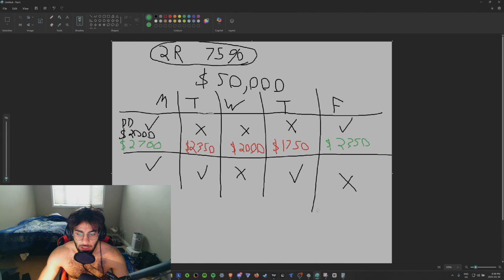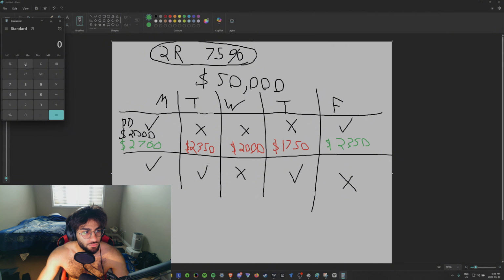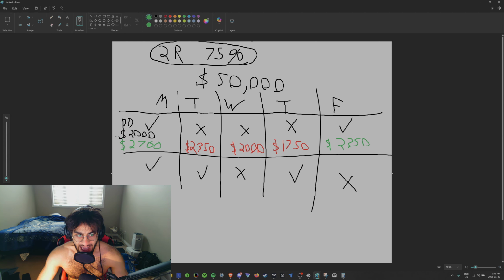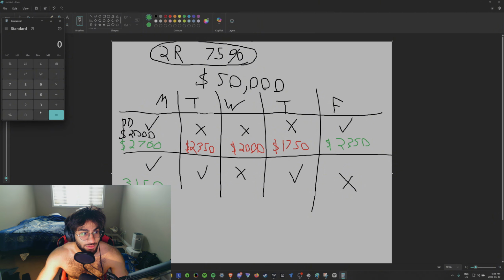But we're back here. Now we take 2,350 divided by 6. Let's just round it up to 400. And we catch a win. This is a 2R, guys, so 400 should be 800. That's 3,150. Wait, yeah, that's right, 3,150. This is our current amount.